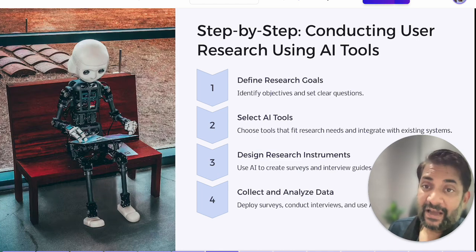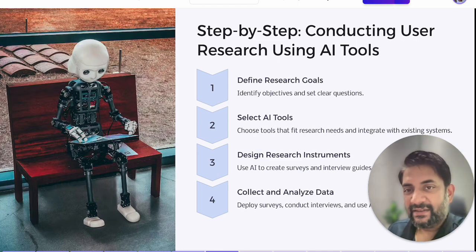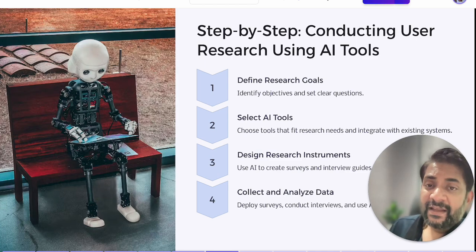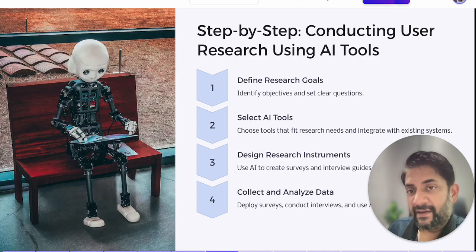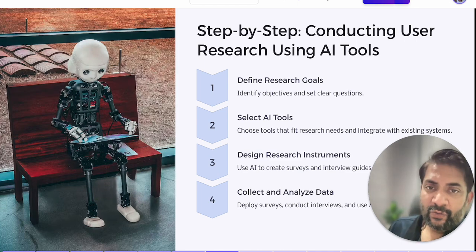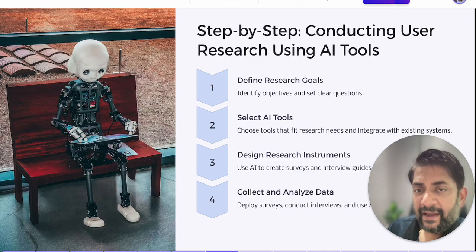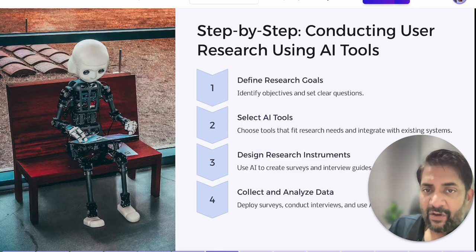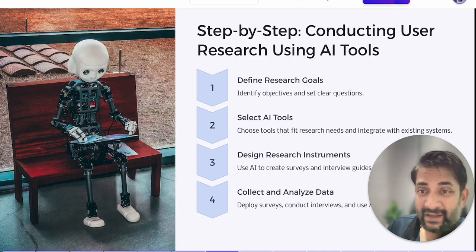Step 5, once you have collected the data, you analyze the data. You automate the analysis. Use AI tools to process and analyze the collected data. With sentiment analysis, determine the overall sentiment of user feedback. And with trend identification, identify common themes and recurring issues.